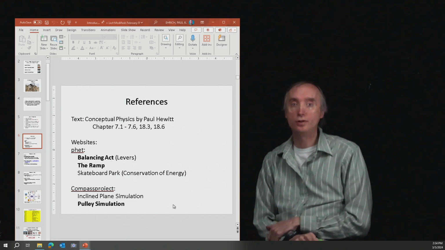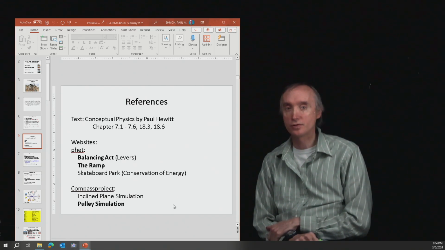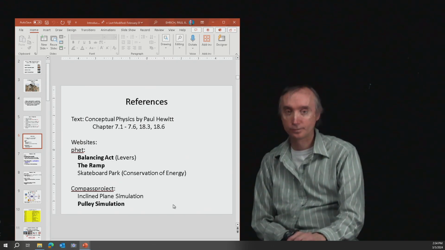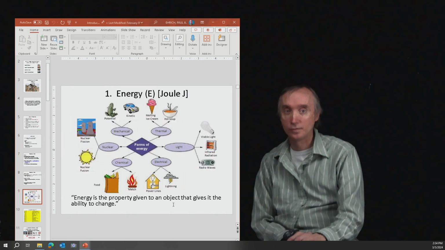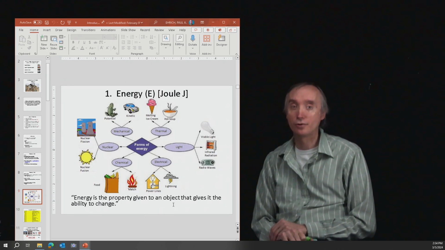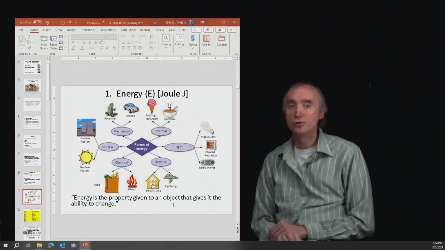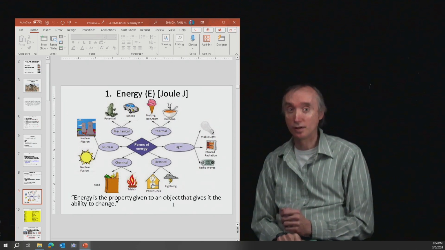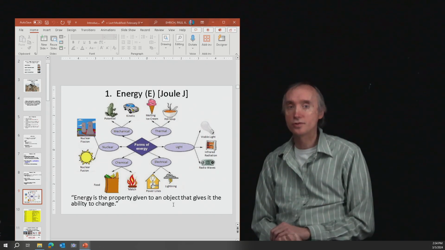So in your textbook, you ought to be reading chapter 7, sections 1 through 6, and then from chapter 18, sections 3 and 6. So let's begin. You should know what energy is. What's the definition of any kind of energy? You should also notice that its abbreviation is the letter E, and then the official metric unit for it is the joule. You should also be able to tell me about 4 different kinds of energy.